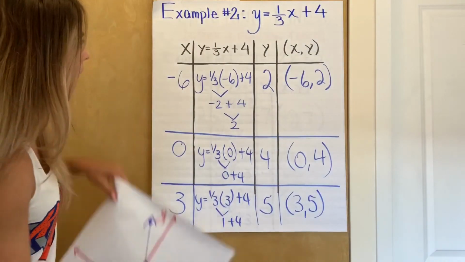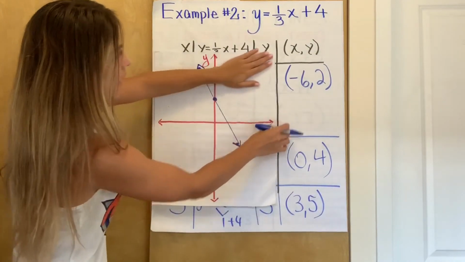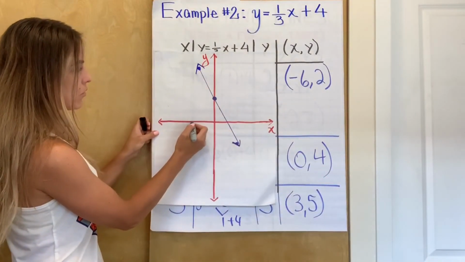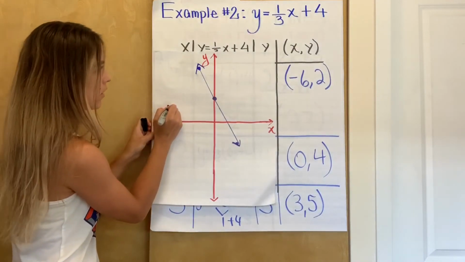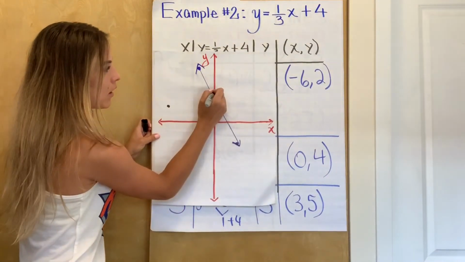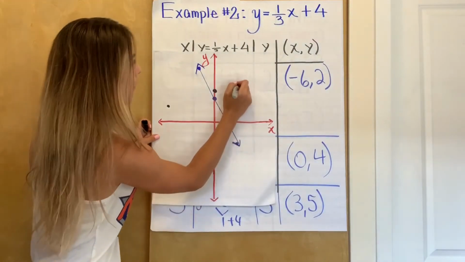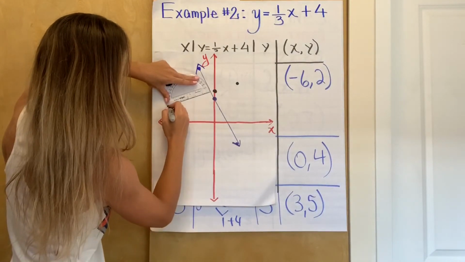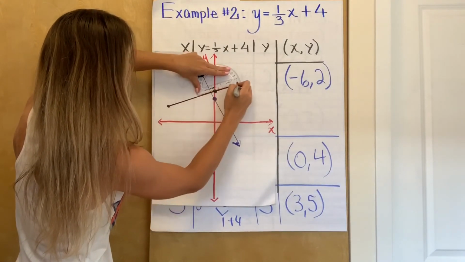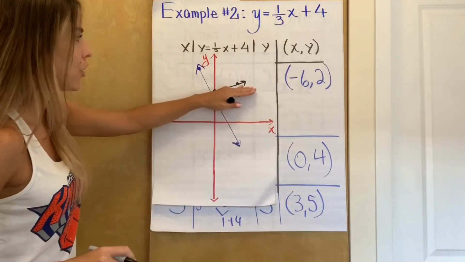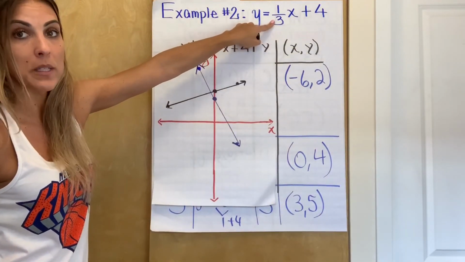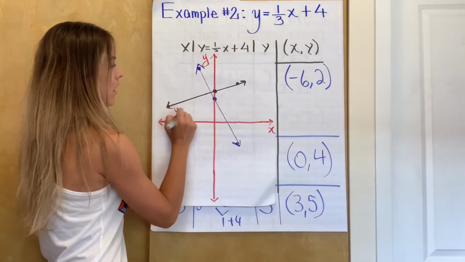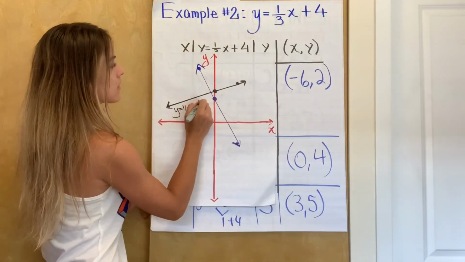And if you go back to your graph, we can do the same thing that we did before. Let me just use a different color. So we can go to (-6, 2): 1, 2, 3, 4, 5, 6, 2. We can go to (0, 4). And we can go to (3, 5). And grab your straight edge and connect. These points should connect to make a nice line, and they do. Okay, and I also notice that this line is increasing, which makes sense because my slope was a positive number. So if your slope is positive, your line should be increasing. So this black line is the graph of y equals 1/3 x plus 4.